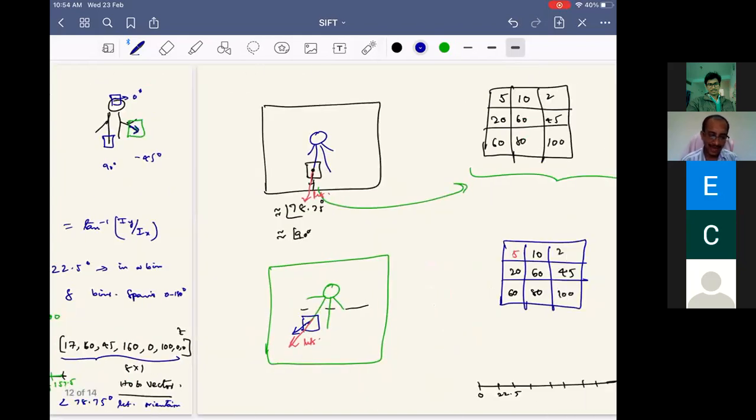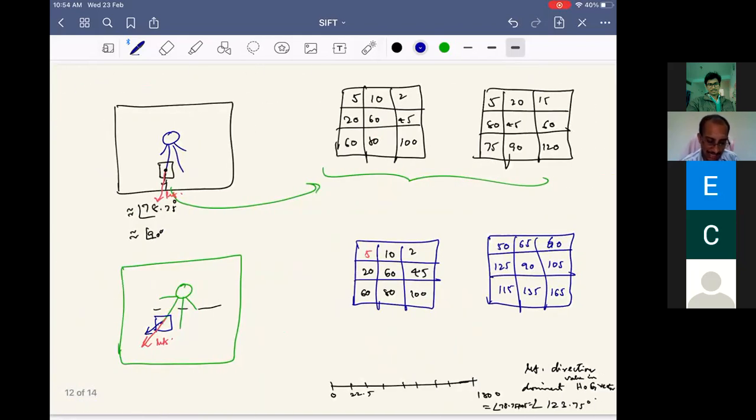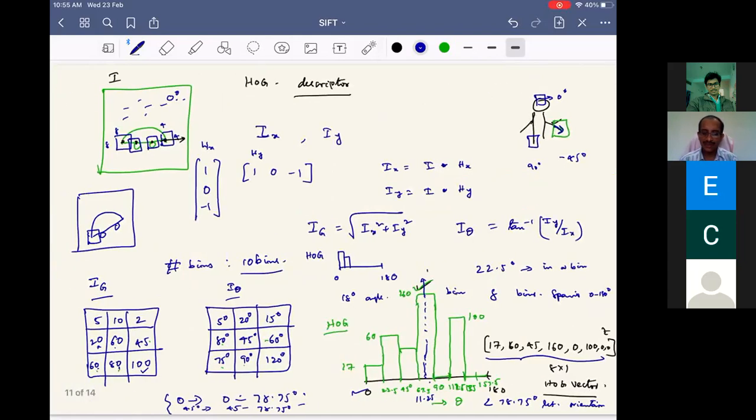Similarly, even here, 0 is represented as 0 minus 123.75 degrees. Here, 45 degrees is represented as 45 minus 123.75 degrees. So with respect to the reference orientation, we represent the HOZ vector, so that there is a circular shift in these values. Some of the values will come in different locations now.